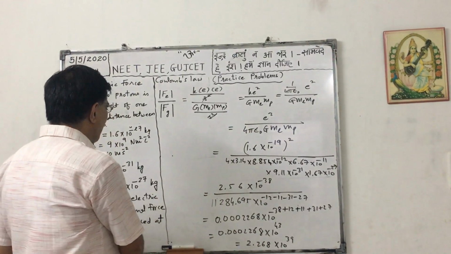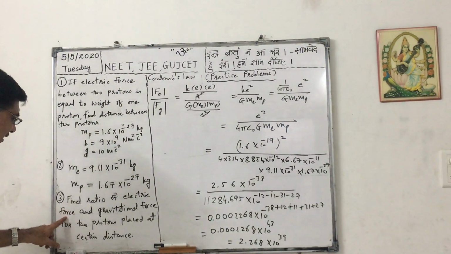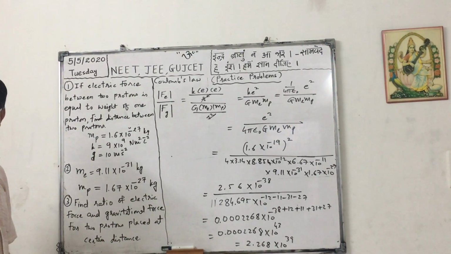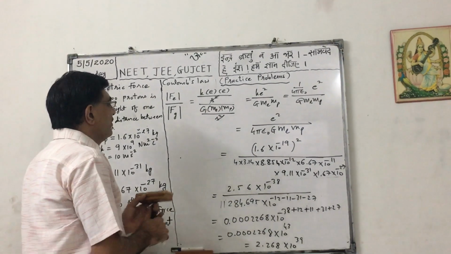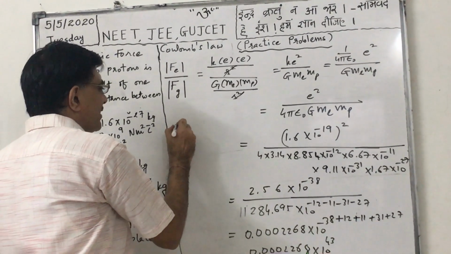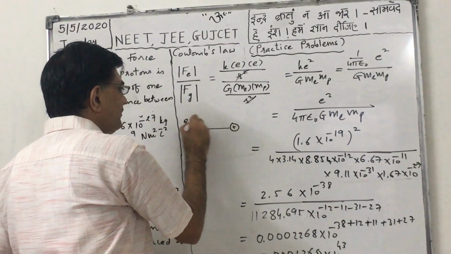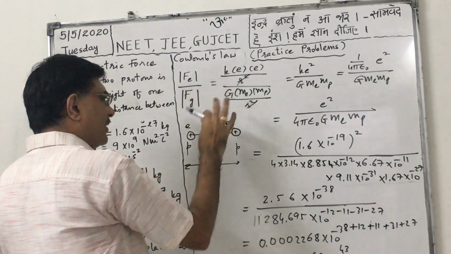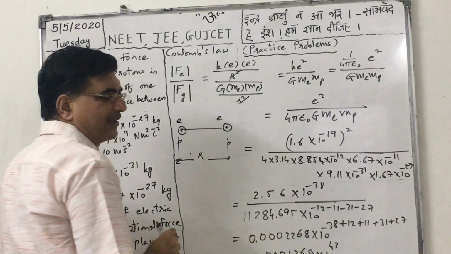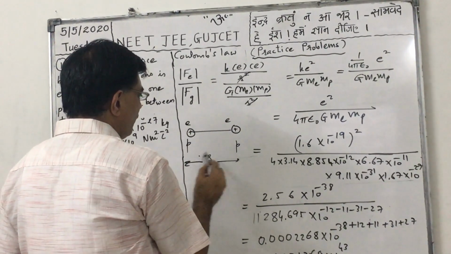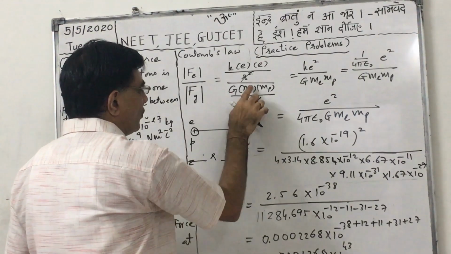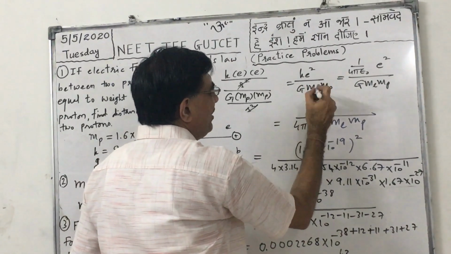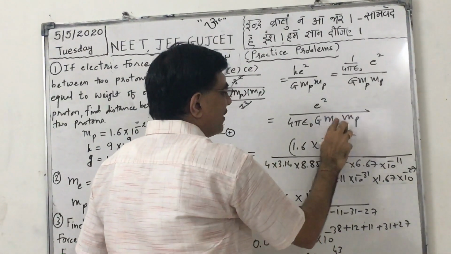And we have to find the ratio of electric force and gravitational force for two protons placed at a certain distance. So see here, we know that for two protons the charges are e. These are two protons at distance r, but the charges are e. So the value of electric force is k e square upon r square. But here for gravitational force we have to consider the mass of proton and again the mass of proton. So it will be G mp mp upon r square. So r square will be cancelled.